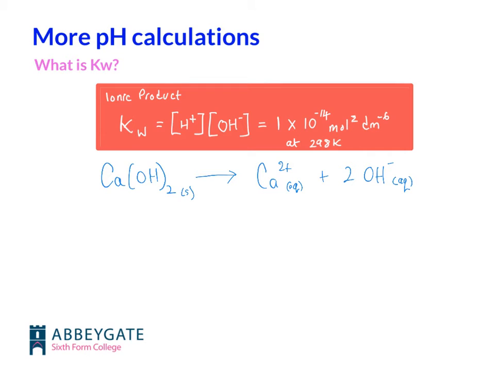So, if I want to work out the pH of, let's say, for example, a 0.036, I'm making these numbers up, can you tell? Mole per decimetre cubed solution of calcium hydroxide, and I want to know what is the pH. So you might want to press pause and see if you can work it out before I go through the answer.